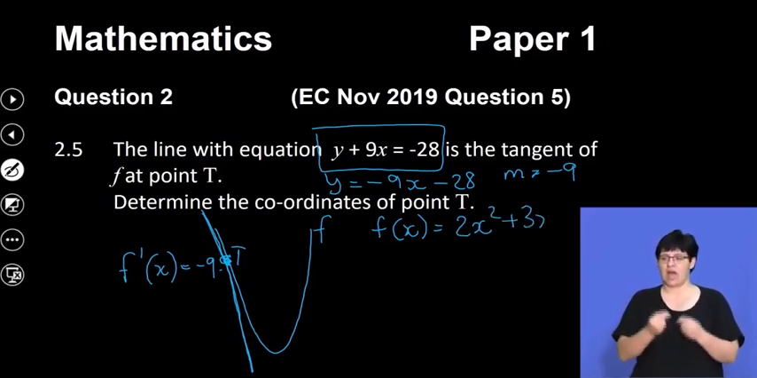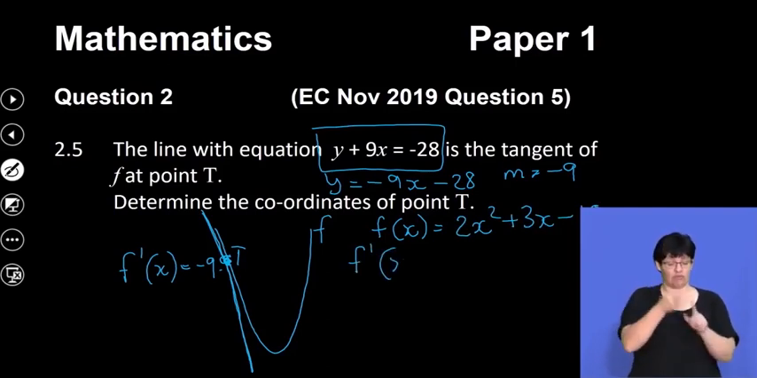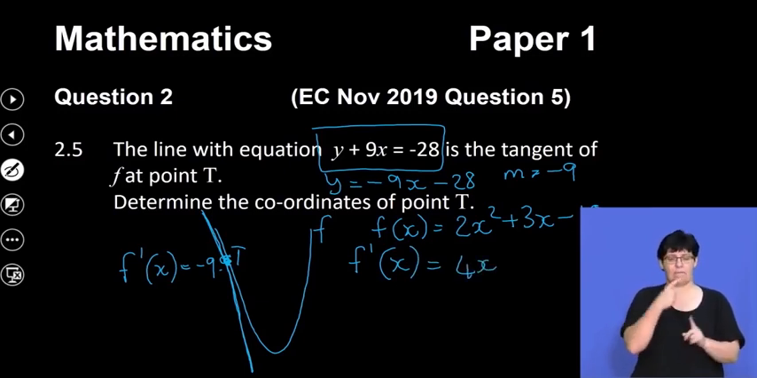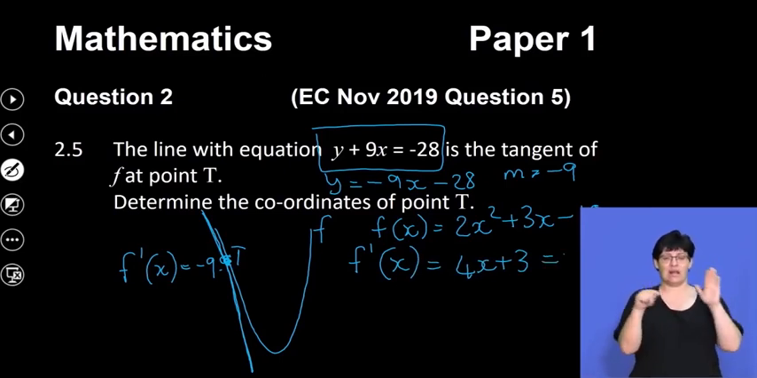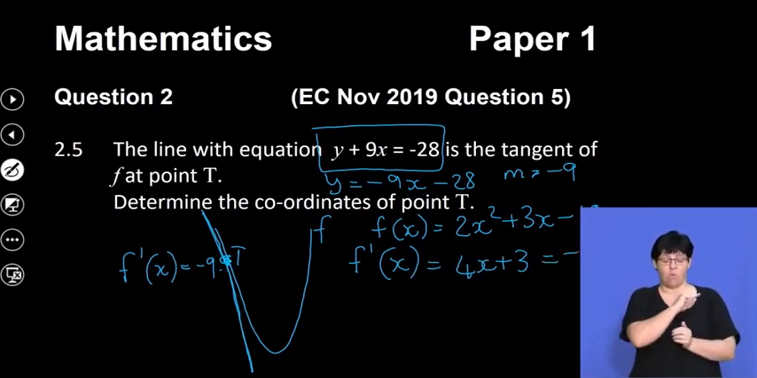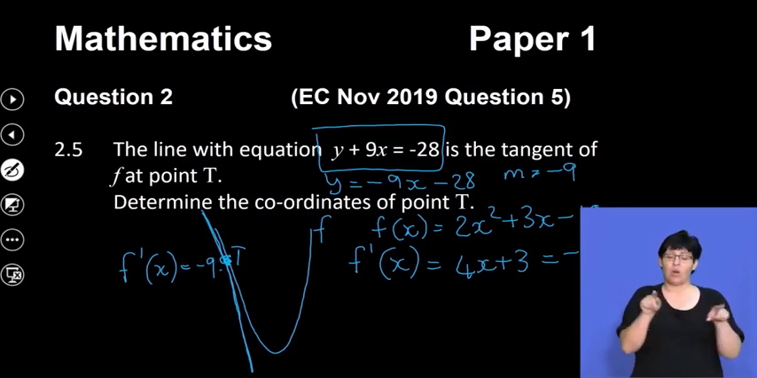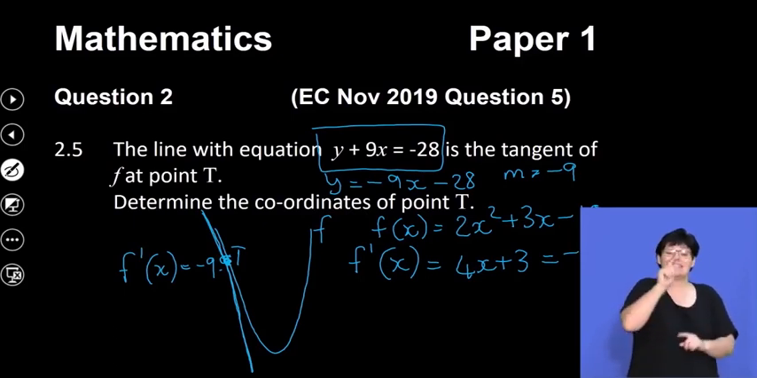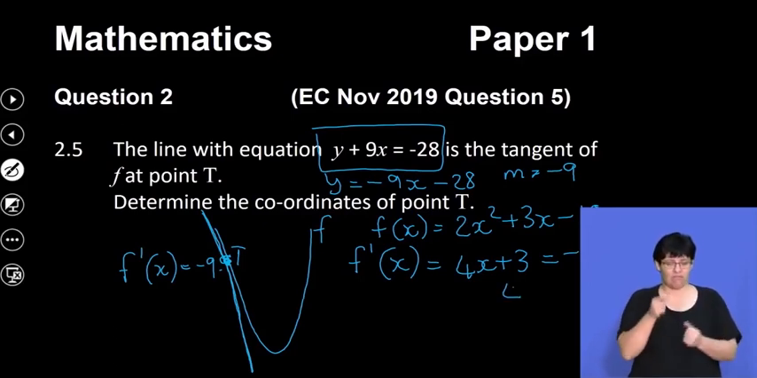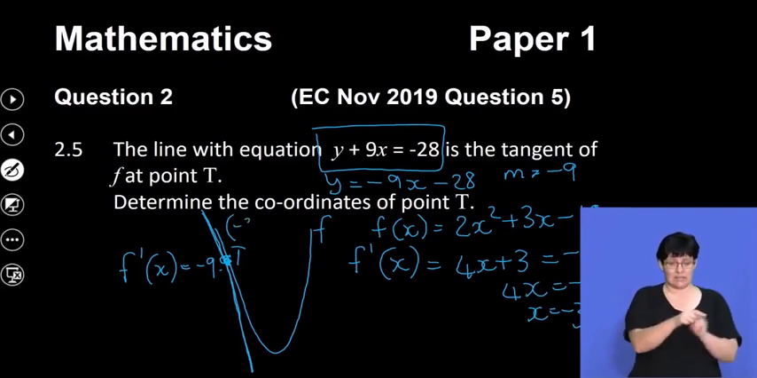So we have 2x squared plus 3x minus 10. We're now going to find the derivative of that, and this is a nice, easy function to find the derivative of. It's 4x plus 3. And we can now make that equal to negative 9, because the gradient of f will also be equal to negative 9 at point T. And we can solve for x. So we have 4x is equal to negative 12, which means that x is equal to negative 3. Okay, so we have the x coordinate of this point is minus 3.